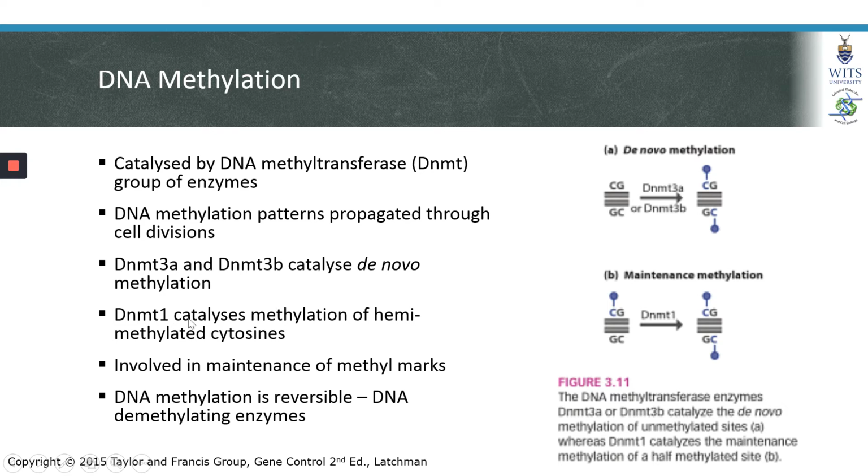While DNMT1 catalyzes methylation of hemimethylated cytosines. By hemimethylated cytosines, what we refer to is after DNA replication and cell division, only one of those cytosine residues will be methylated on the DNA double helix. And so therefore, DNMT1 can catalyze the methylation of the cytosine residue on the opposite DNA strand. DNMT1 is involved in the maintenance of methyl marks. Therefore, methylation can be maintained after cell division due to the presence of this enzyme DNMT1.